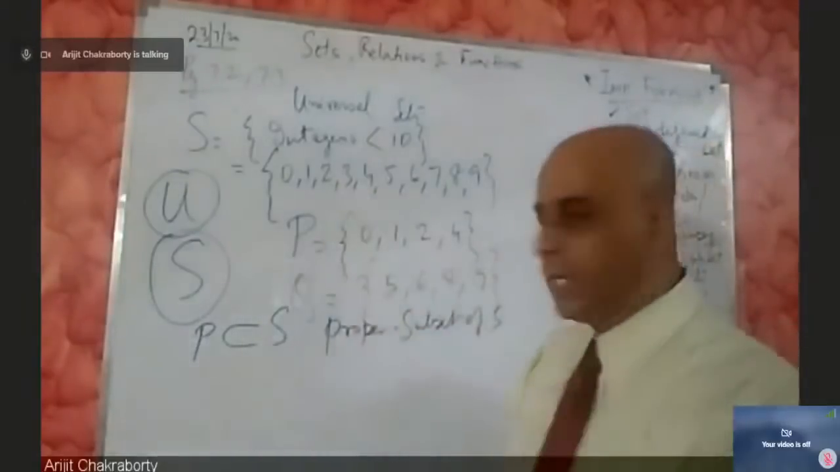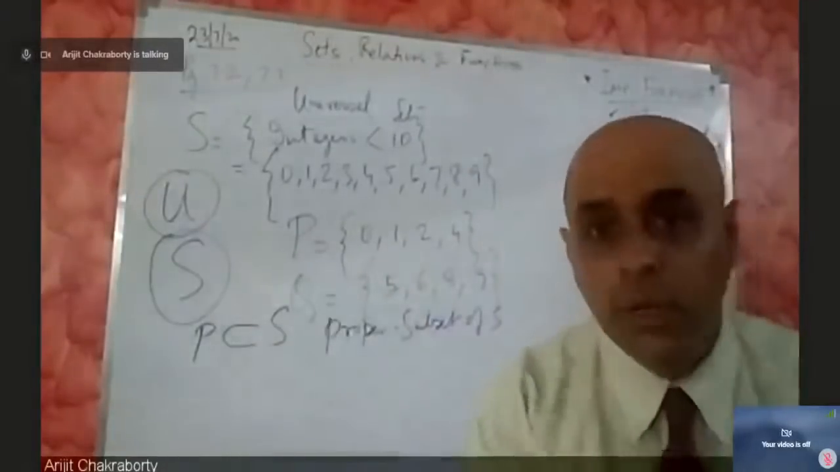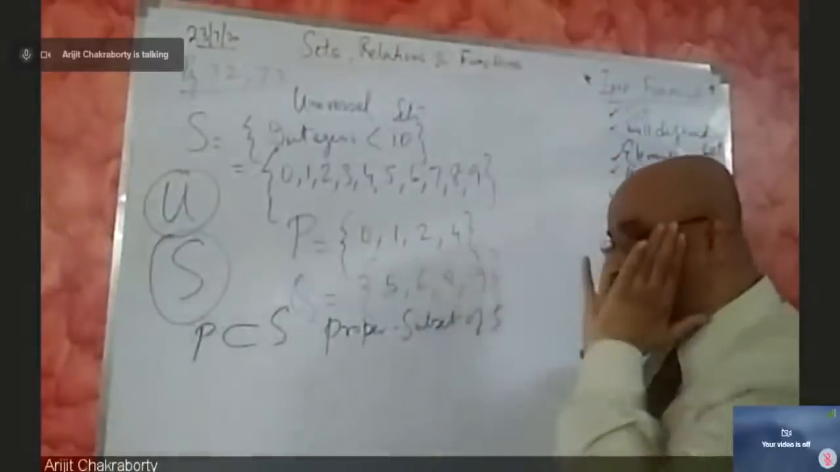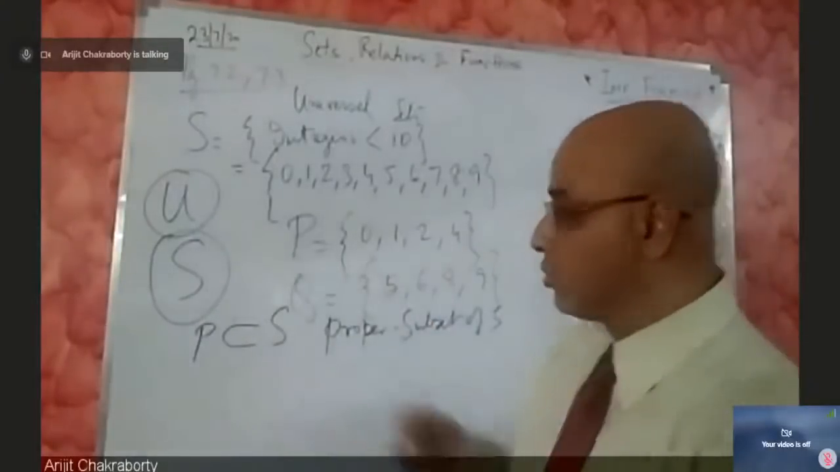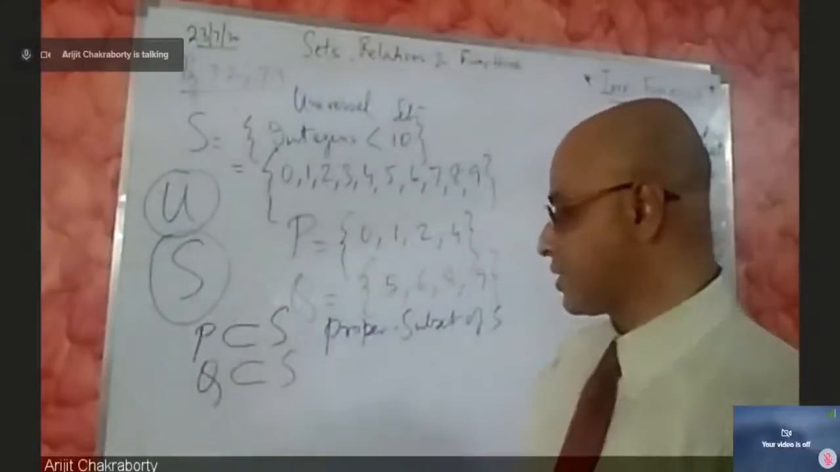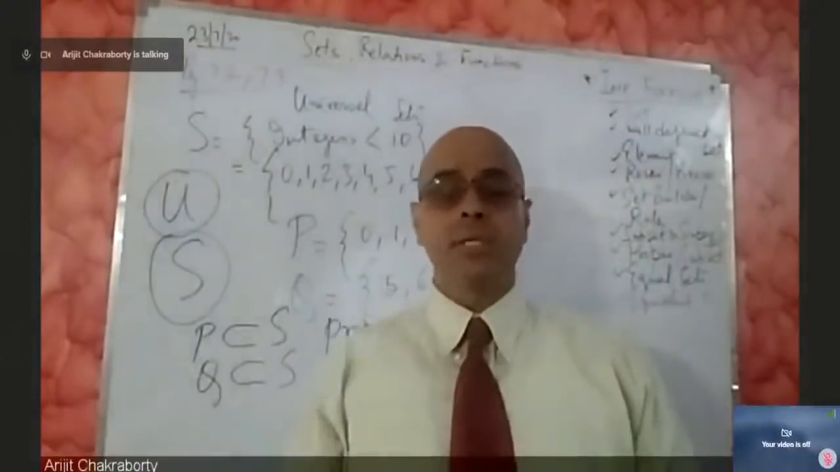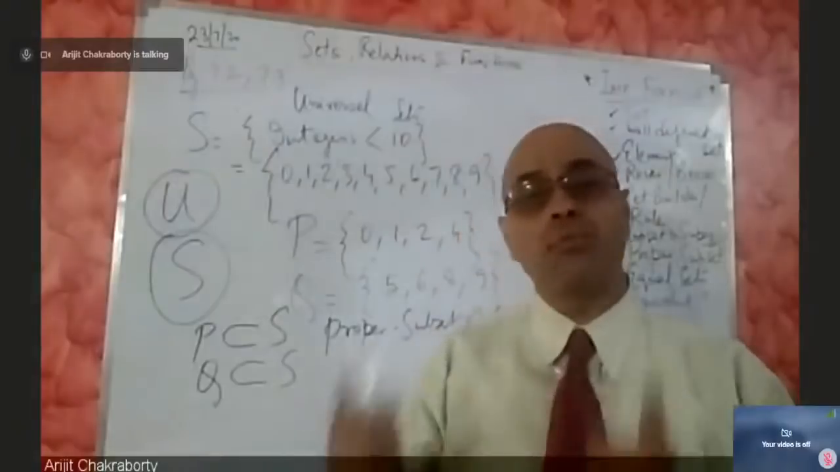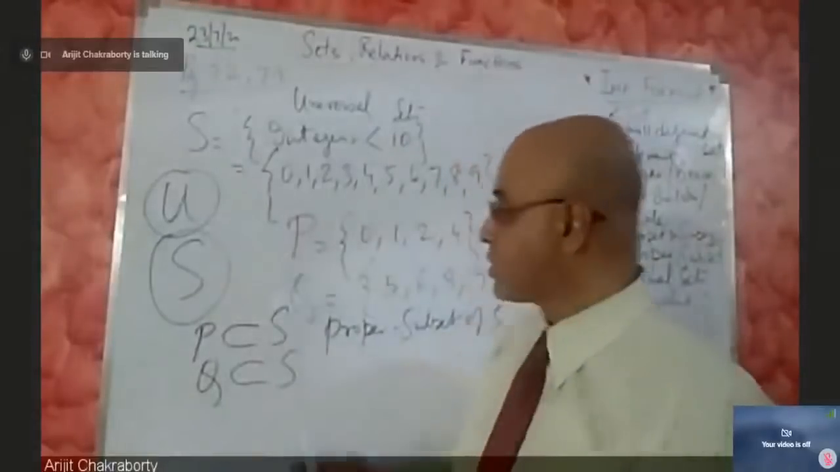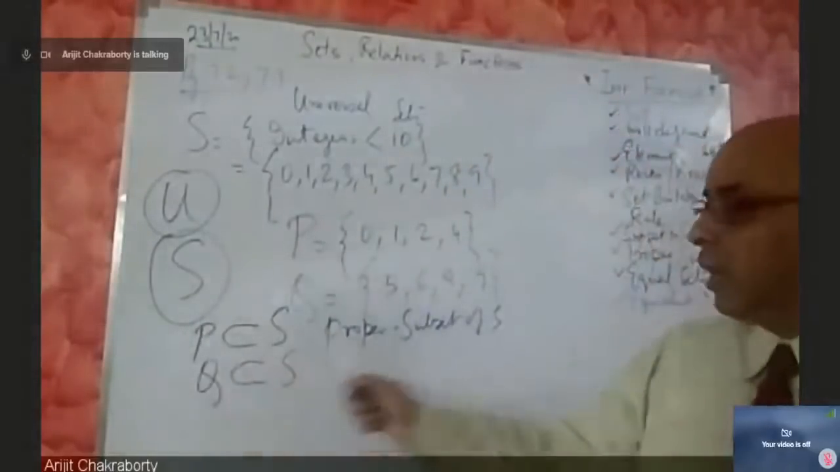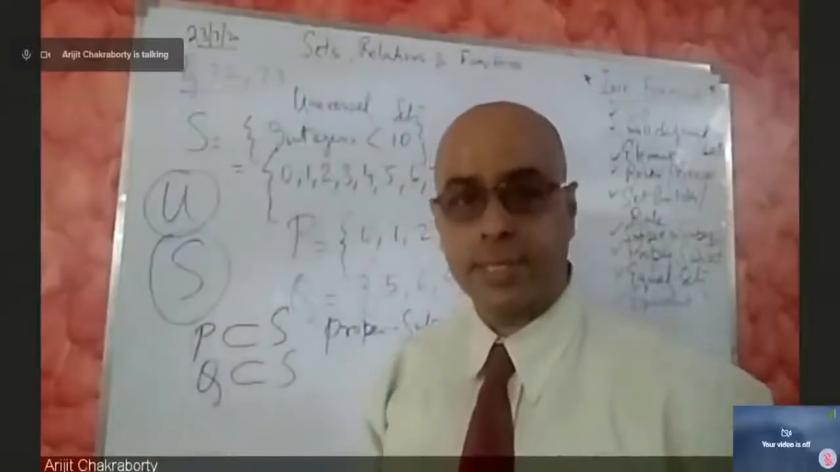Fine. Secondly, let us look at Q now. So P is done. Now let us look at set Q. In Q we are having 5, 6, 8, 9. Now you can see even Q is a proper subset of S. So we have understood what is universal set. Universal set is a set which comprises all the elements under discussion, right? And we saw in this example that both P and Q are proper subsets of the set S. S is the universal set in this particular case.